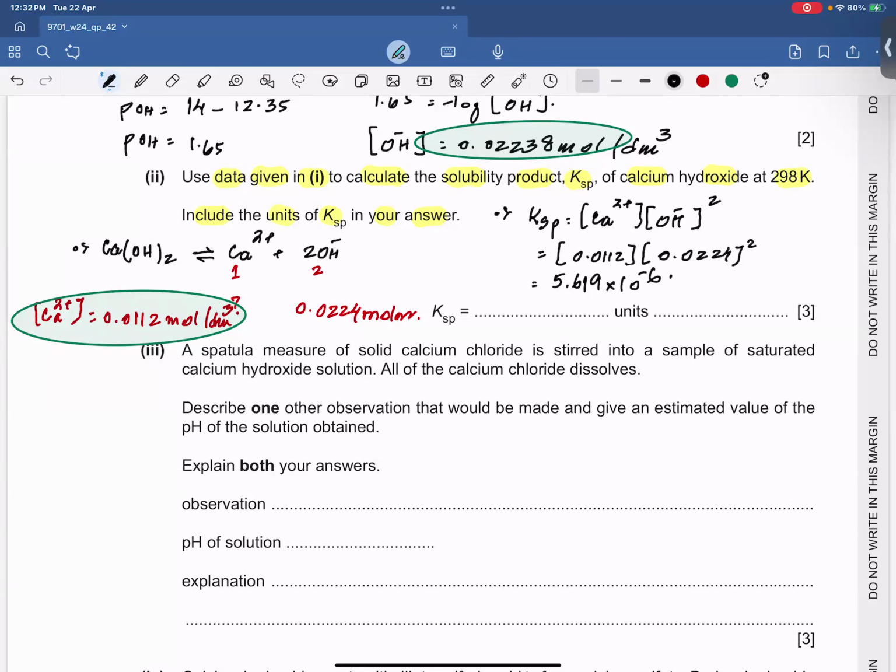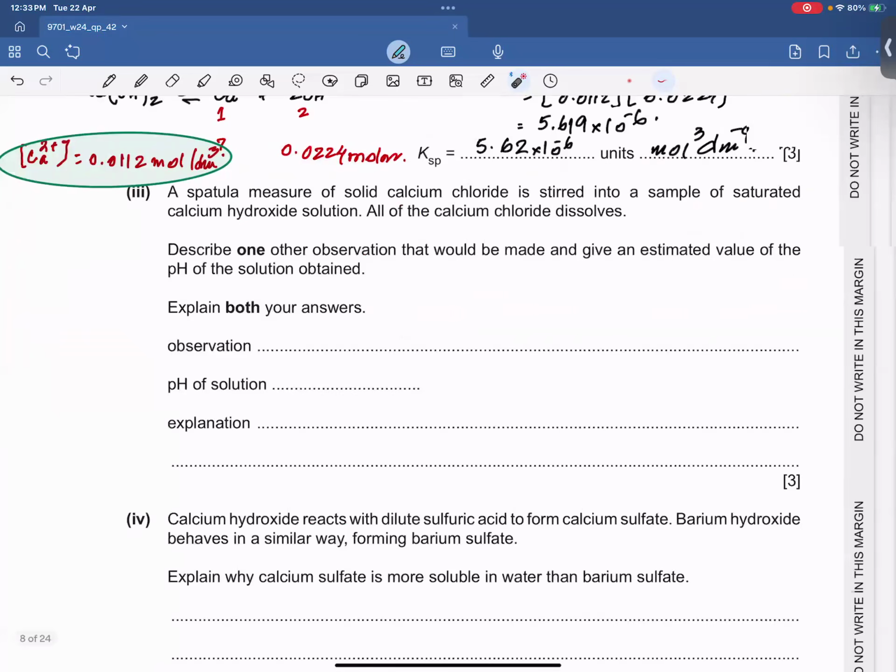Okay. So after rounding of the value, it's going to be 5.62 into 10 to the power minus 6, and the unit is going to be mole cube dm minus 9. I hope it makes sense to you. Since it is mole per dm cube, it is mole square dm minus 6. So if 2 units are multiplying together, we can add the powers, right? Units add हो जाती हैं, जिसकी वजह से ये value आई.